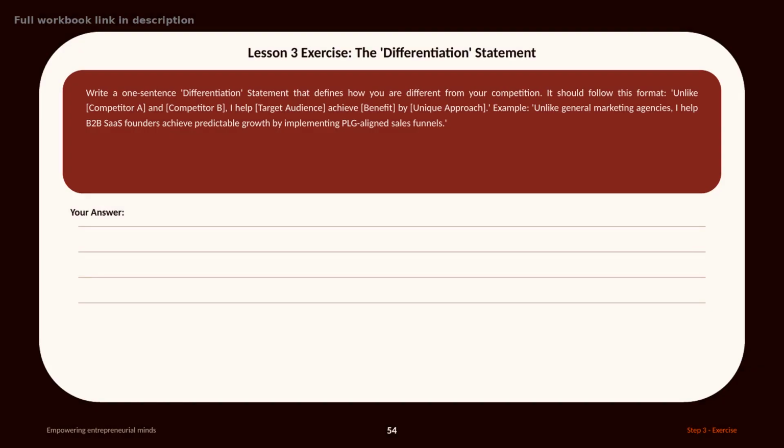Write your differentiation statement, one sentence, in this format. Unlike competitor A and competitor B, I help target audience achieve benefit by unique approach. For example, unlike general marketing agencies, I help B2B SaaS founders achieve predictable growth by implementing PLG-aligned sales funnels. Pause here and write yours.